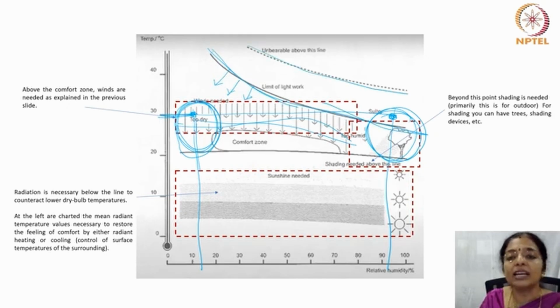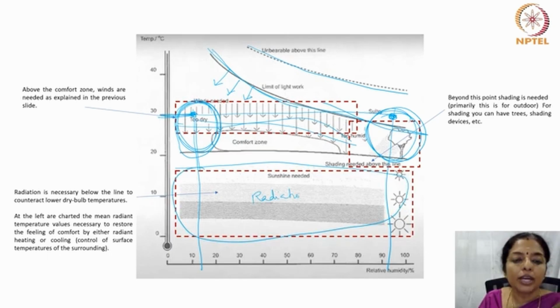Above this is unbearable. Whereas below this part, you need sunshine, you need solar radiation, because below this line, you need to counteract low dry bulb temperatures, say below 21 degrees centigrade. So, this is the way in which a bioclimatic chart is depicted.